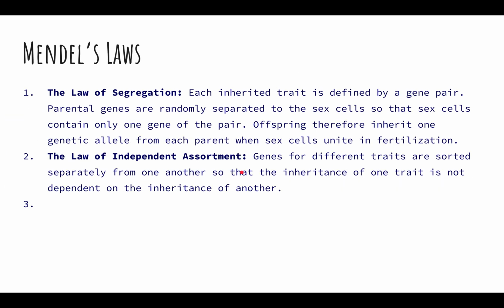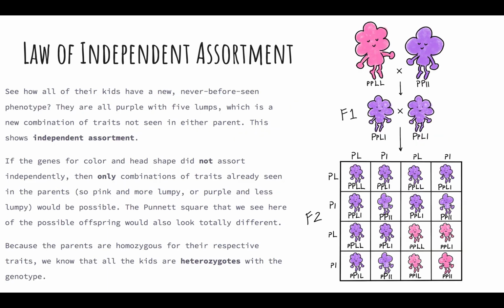Now, in Mendel's laws, the second law is called the law of independent assortment. This is that genes for different traits are sorted. That's the assortment part. They're sorted separately from one another so that the inheritance of one trait is not dependent on the inheritance of another. And that kind of sounds a little confusing, so I think when I explain it in this example, it'll make more sense. But here's the definition that you should write or shorten and summarize.